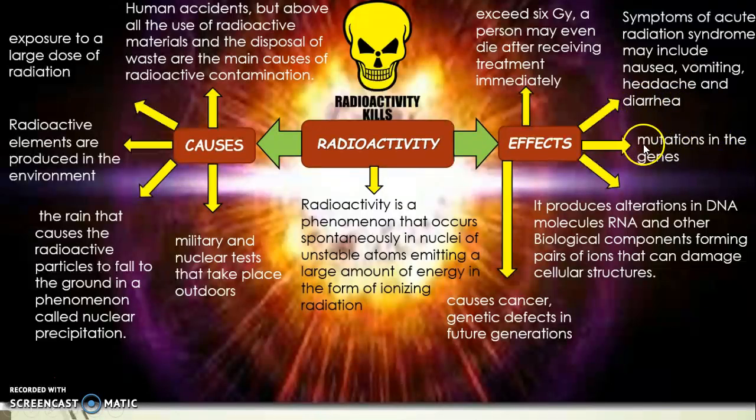Number 3: mutations in genes. Number 4: it produces alterations in DNA, RNA, and other biological components, forming pairs of ions that can damage cellular structures. Number 5: causes cancer and genetic defects in future generations.